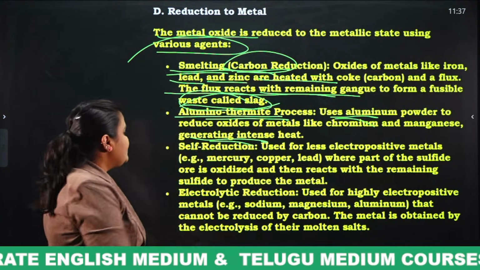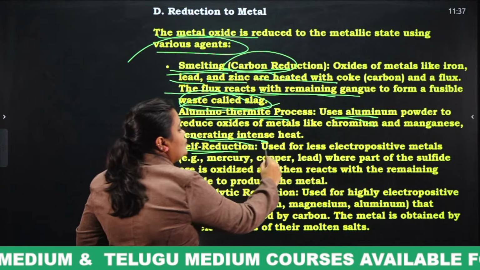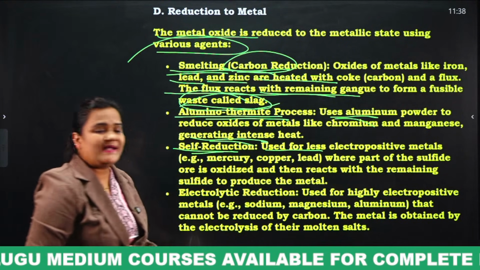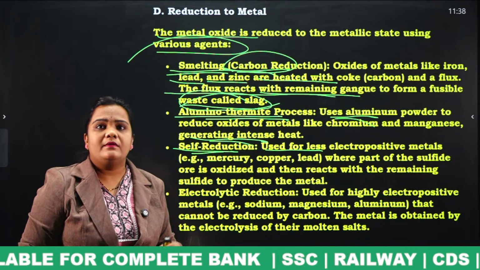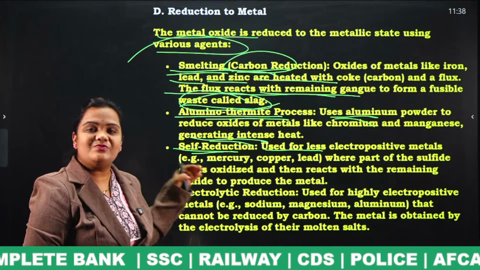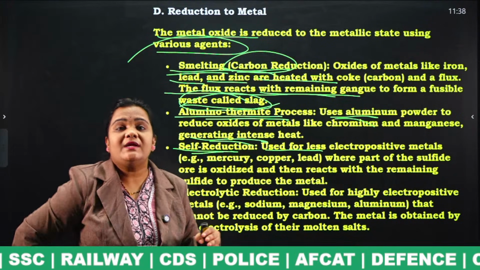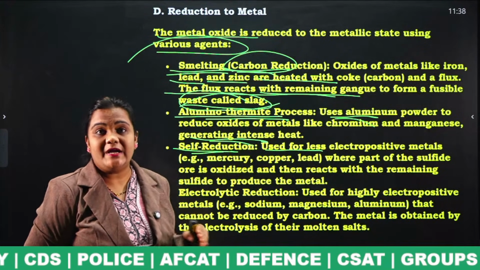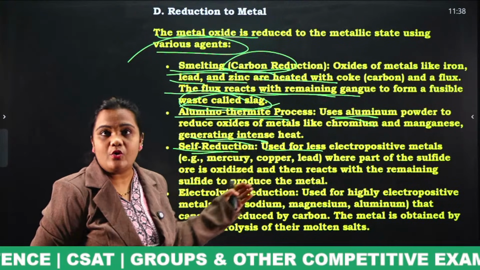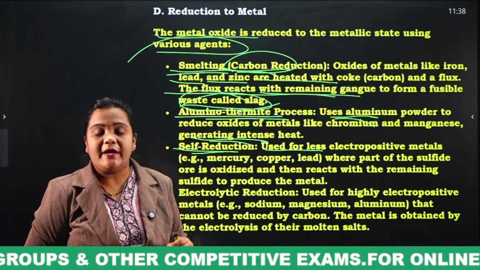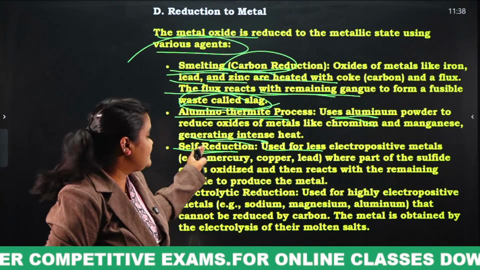Okay, and the next one is self-reduction, used for less electropositive metals. Electropositive metals, I have already told you. Yeah, so this is metallurgy. Actually, this unit is not that important, but in order to cover each and every chapter, I am going to discuss each and everything. Okay, students, and what is this self-reduction?